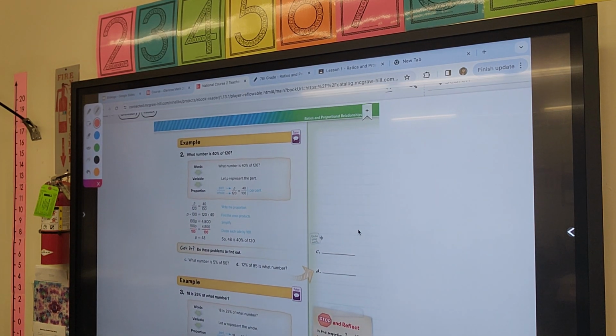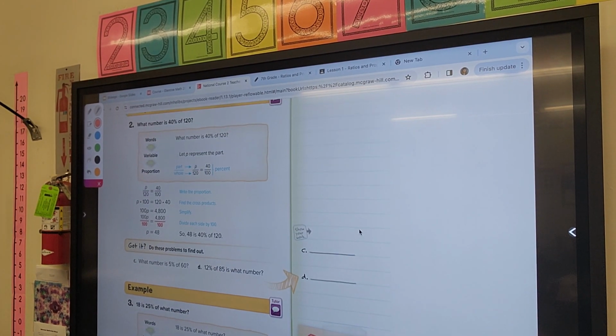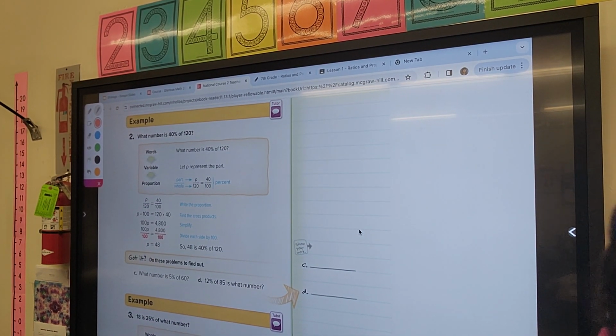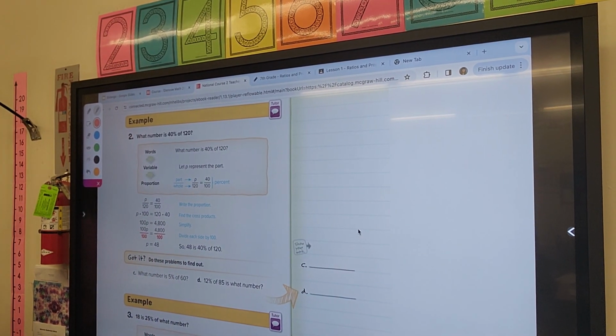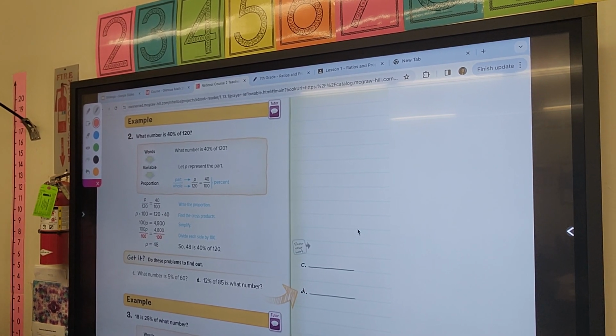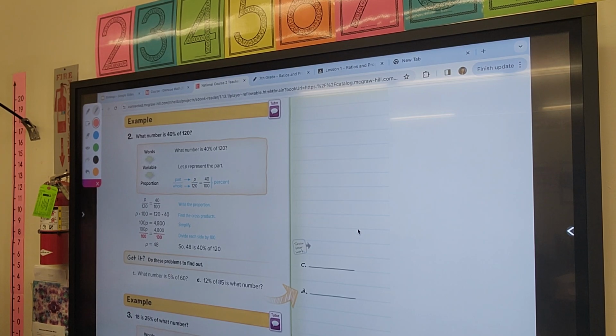Okay, so example 2. So now we're trying to solve for a number, and it says, what number is 40% of 120? So what do you guys think we're solving for? We're not solving for the percent this time. It's either the part or the whole. Think about it. What number is 40% of 120?